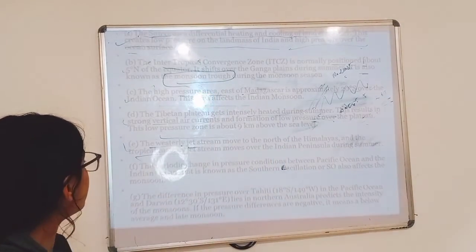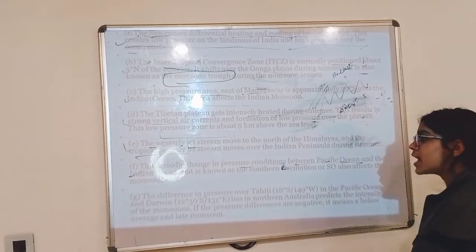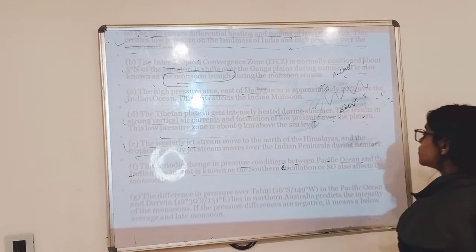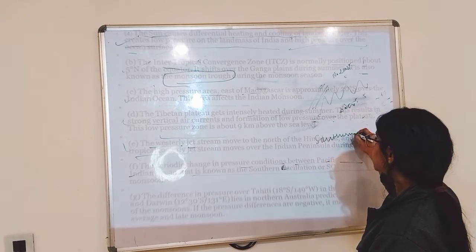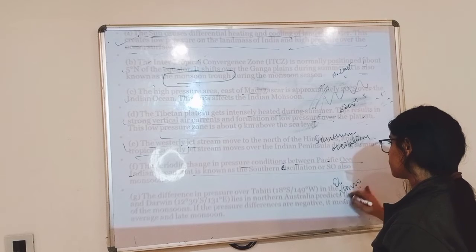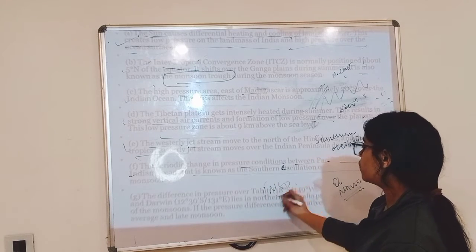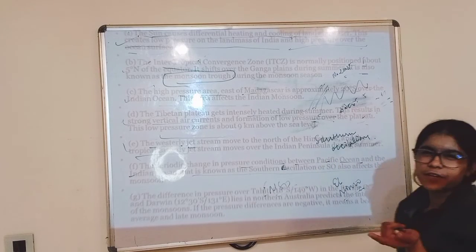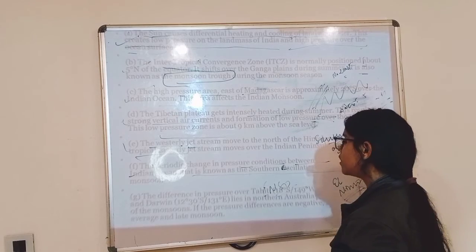Okay, so then the periodic change in the pressure conditions between Pacific Ocean and Indian Ocean is known as Southern Oscillations. So, okay, Southern Oscillations and El Nino. ENSO. Very important. Maybe the question will come. I'm not sure.